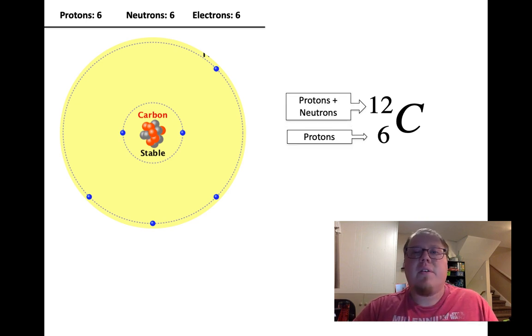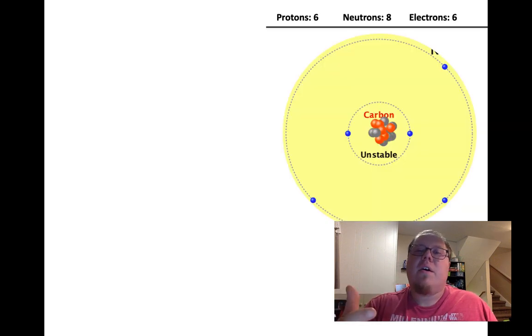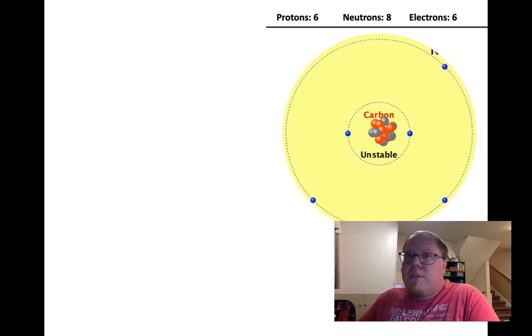Essentially what you get from this is that 12 is the number of protons and neutrons added together, and 6 is the number of protons. This is another atom of carbon. This one has 6 protons, so it's still carbon, and 6 electrons, but this time it's got 8 neutrons. It is possible to have carbon atoms that have 6 neutrons, 7 neutrons, 8 neutrons, 9 neutrons. There are lots of carbon atoms in the universe that we discovered have different numbers of neutrons, even though they're all carbon and they all have 6 protons.